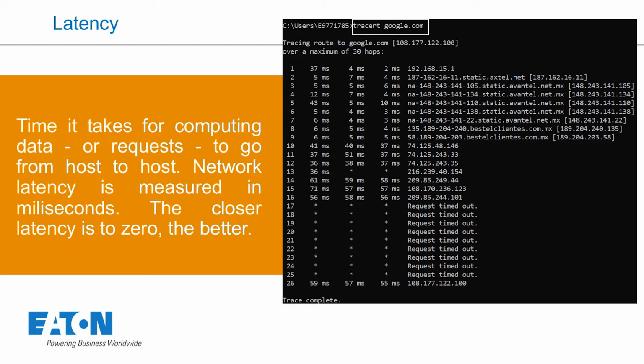So the first term I mentioned with edge computing is latency. Again, it's the time it takes for a computing request to go from host to host. It's measured in milliseconds, and like I said at the beginning, we're looking for zero latency. The closer you are to zero, the better. Now, there are a couple of commands that are used historically for calculating latency, and it's ping or traceroute.